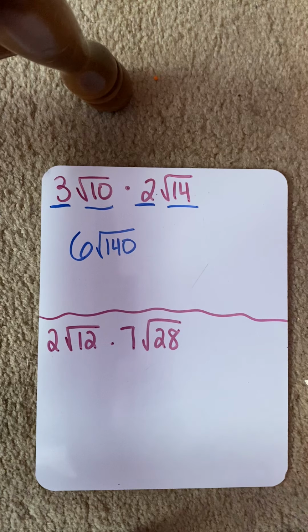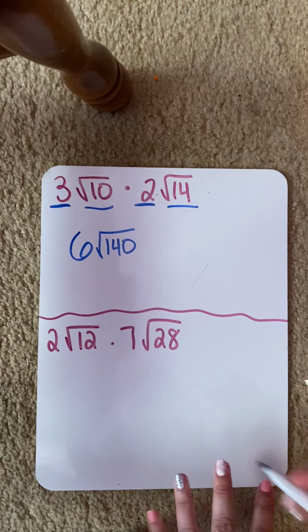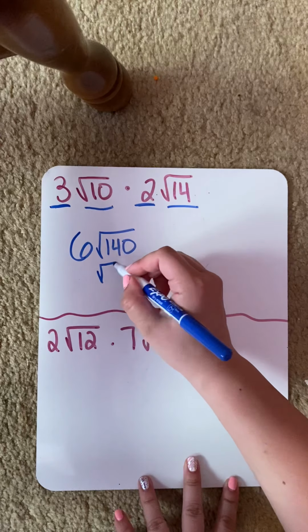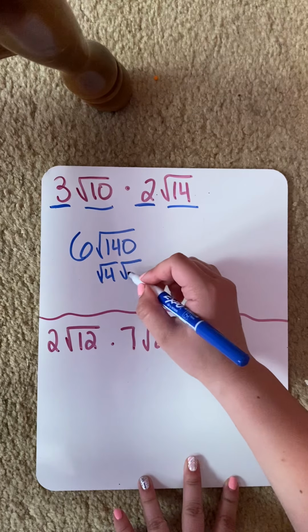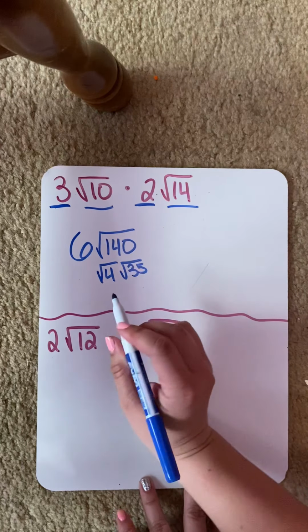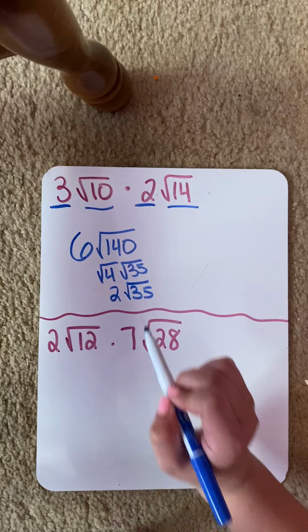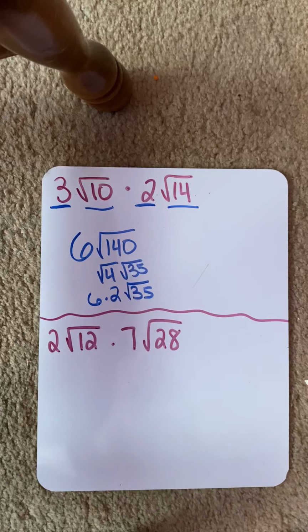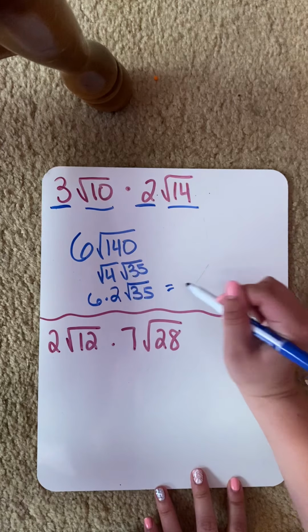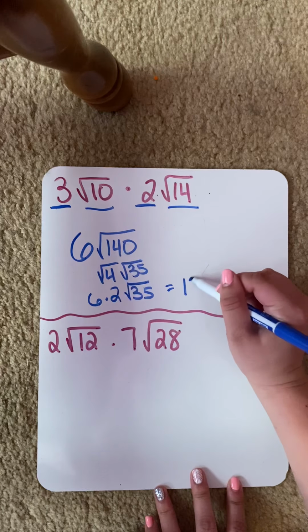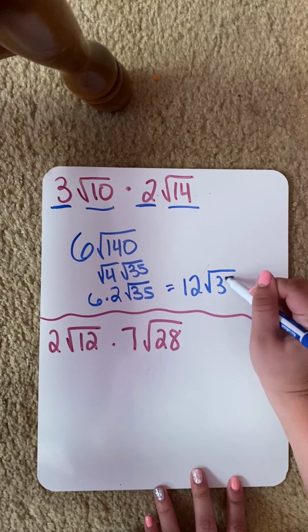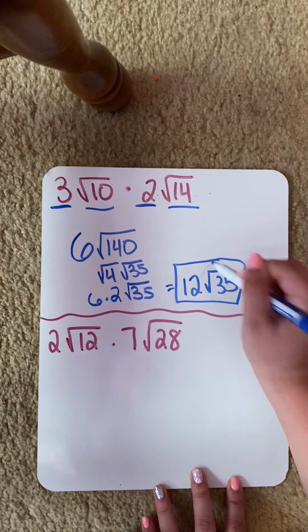So you can start dividing your perfect squares again. So the square root of 140 is the same as the square root of 4 times the square root of 35. The square root of 4 is 2. 35 cannot be simplified. So we multiply that 2 by 6. So in the end, we get 6 times 2 is 12 times the square root of 35. And that is your final answer.